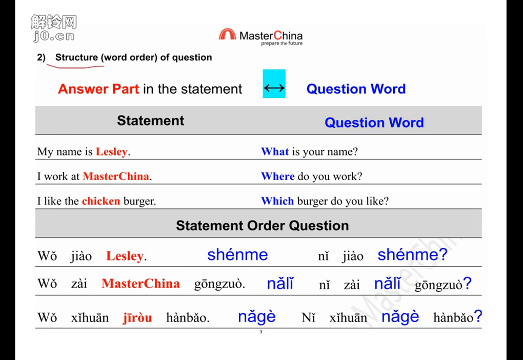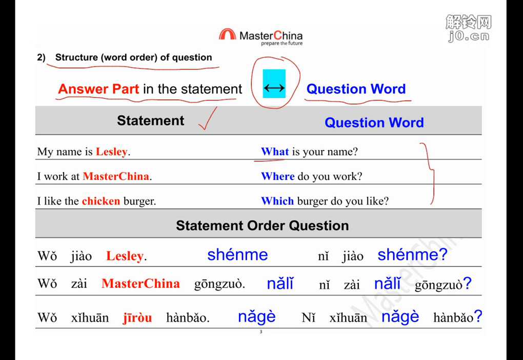The structure of the question in Chinese: I give you this model, the answer part in the statement, and the question word. You see? How can we change each other? First, I gave you the statement. Let's just look at the English sentences first. You know my name is Leslie, I work at Mars China, I like the chicken burger. And the English questions are here. You can see the English question always puts the question word at the beginning.